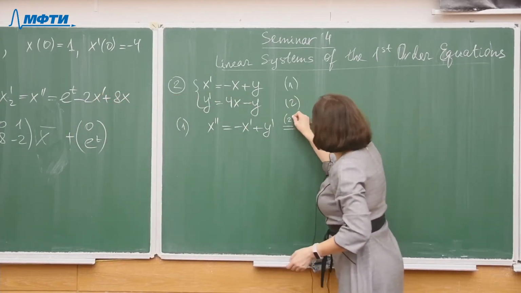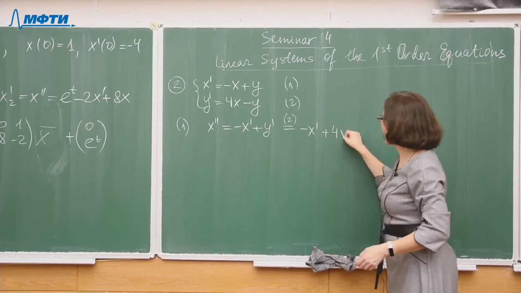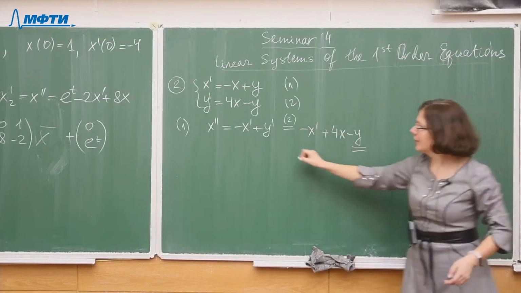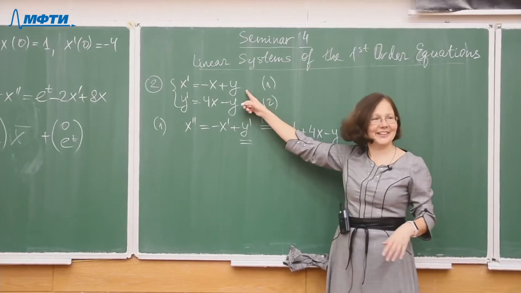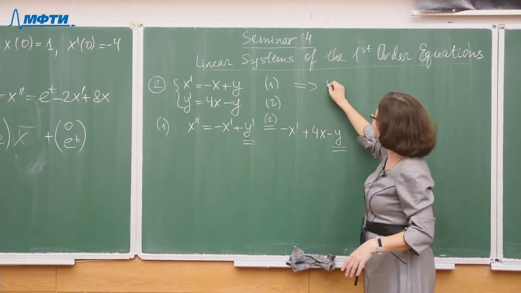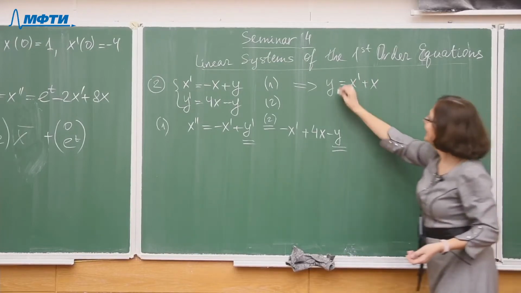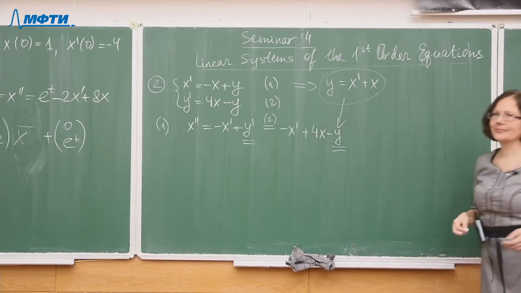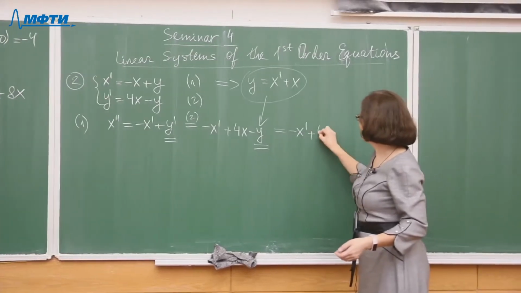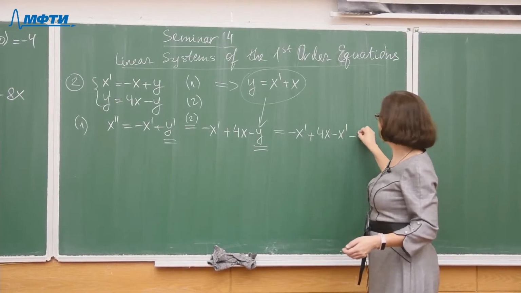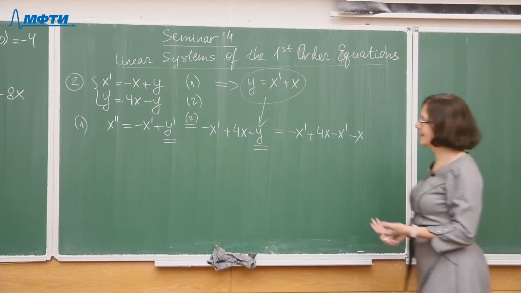So from 2, we can see that it is minus x prime plus 4x minus y. Yes, we have y now. We have eliminated y prime, but we have y. But to eliminate y, we will again use 1. So from 1, it follows that y equals x prime plus x. And we will substitute this for y. Right, and so I will continue: minus x prime plus 4x minus x prime minus x. Okay, we are done.